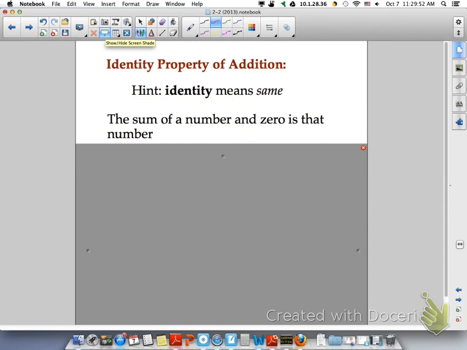And how do I write this, Tyler, in algebraic form? Symbolically?